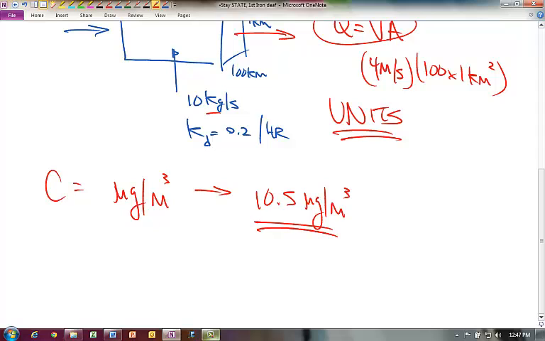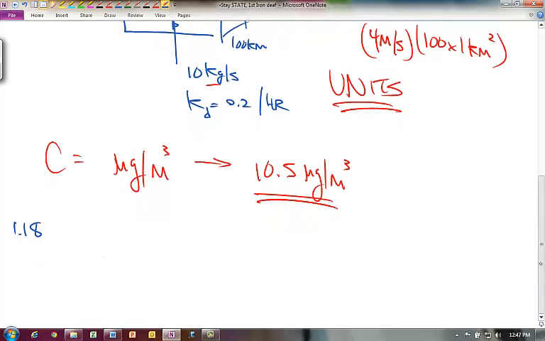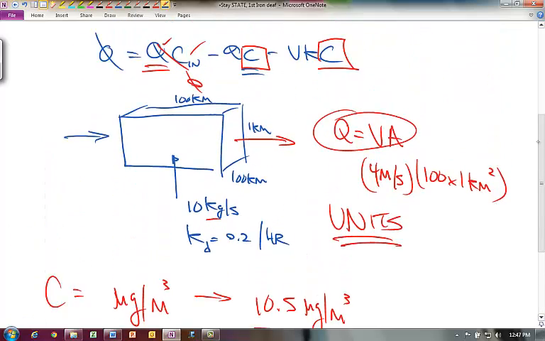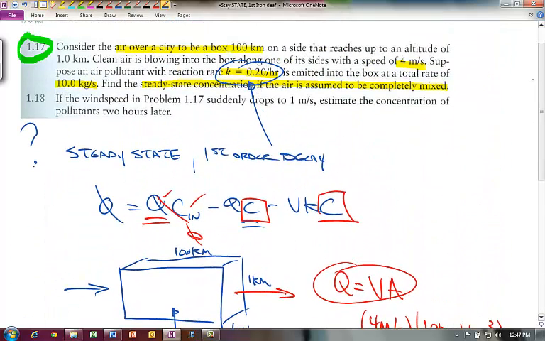The second challenge is the next problem, problem 118. It gets a little more challenging. So we are trying to find the concentration after a change. Let's read the problem statement. The wind speed drops to 1 meter per second. We have less wind coming in, hence less dilution. What would be the concentration of pollutants 2 hours later?